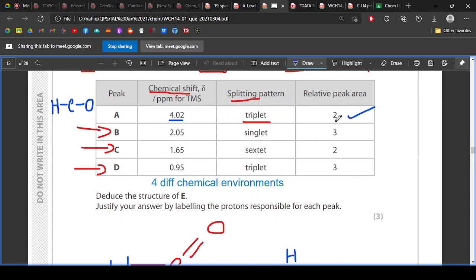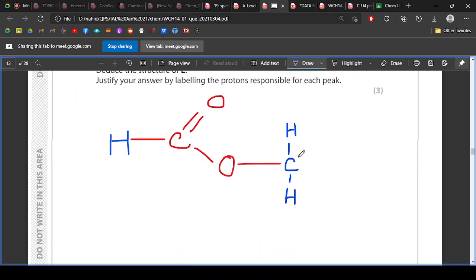And what was the relative peak area? Do you see the relative peak area for signal A? It's 2. That means how many hydrogens were responsible for this peak? 2 hydrogen atoms. And that's only possible with this carbon, right? Because the other carbon cannot have 2 hydrogens. It can only have 1 hydrogen. That means this is not true, we can ignore that. Is that fine? So this is correct.